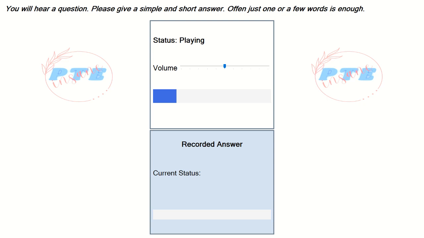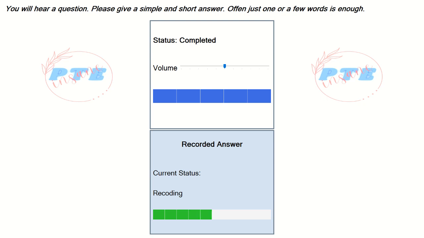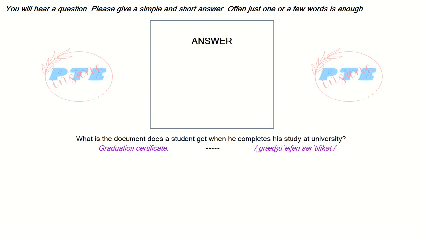What document does a student get when he completes his study at university? Graduation certificate.